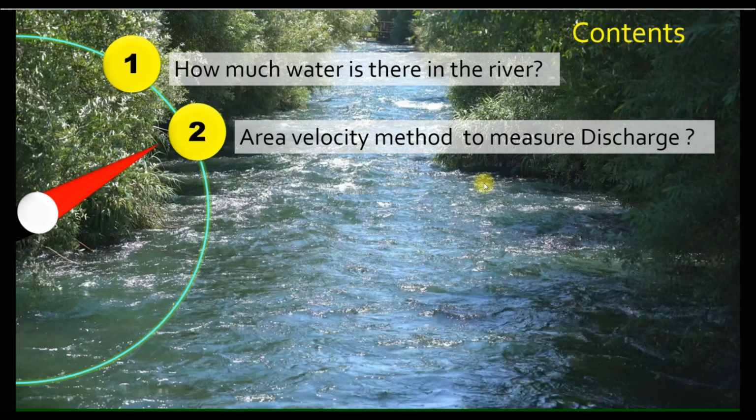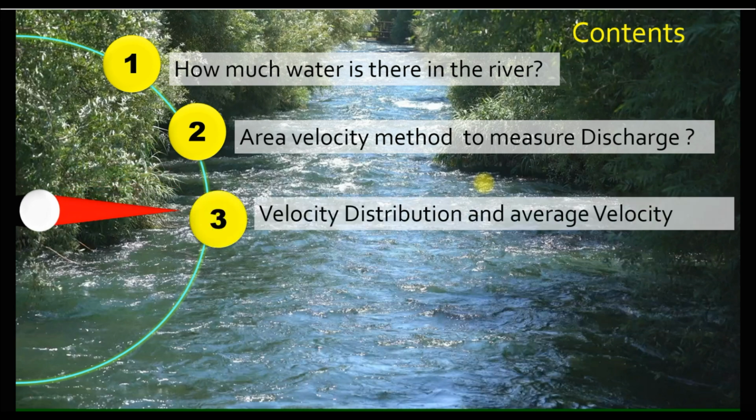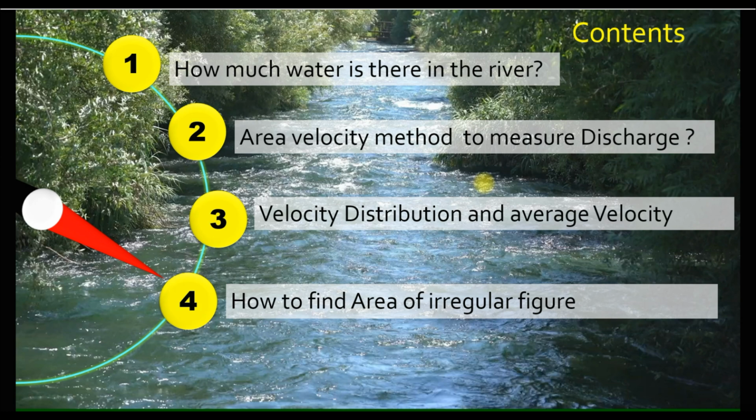To understand the basics of this method, we need to know two things: velocity distribution in the stream and how we can estimate average velocity. And how can we estimate the area of cross-section of a stream, which is normally of an irregular shape?